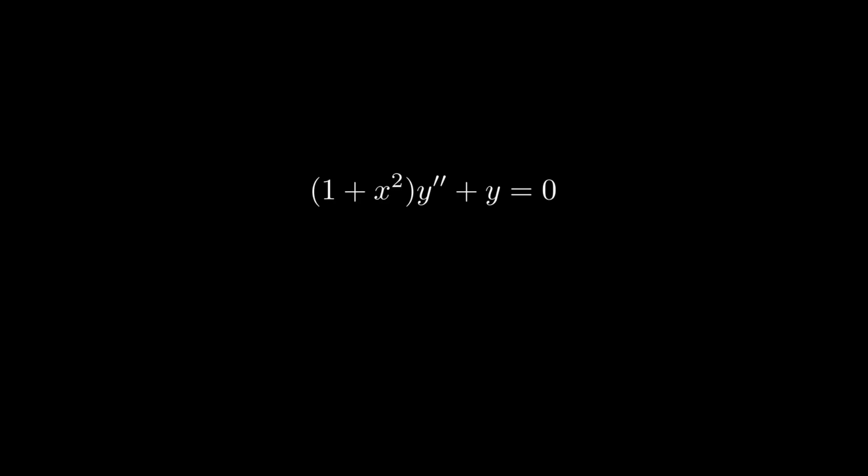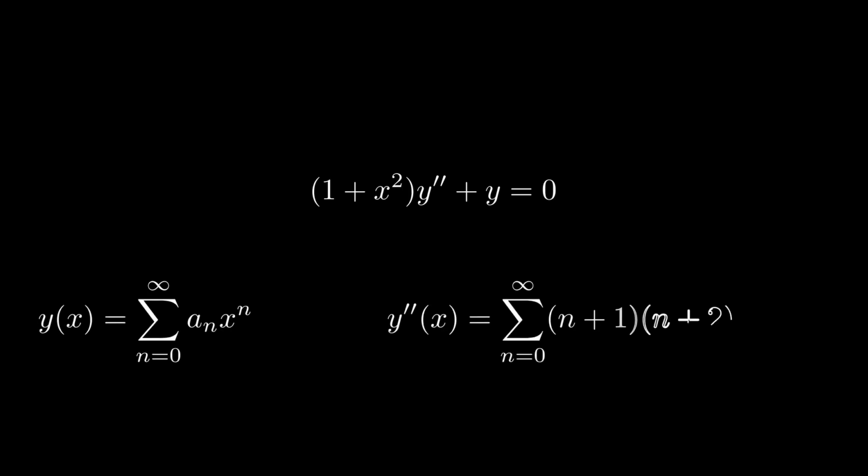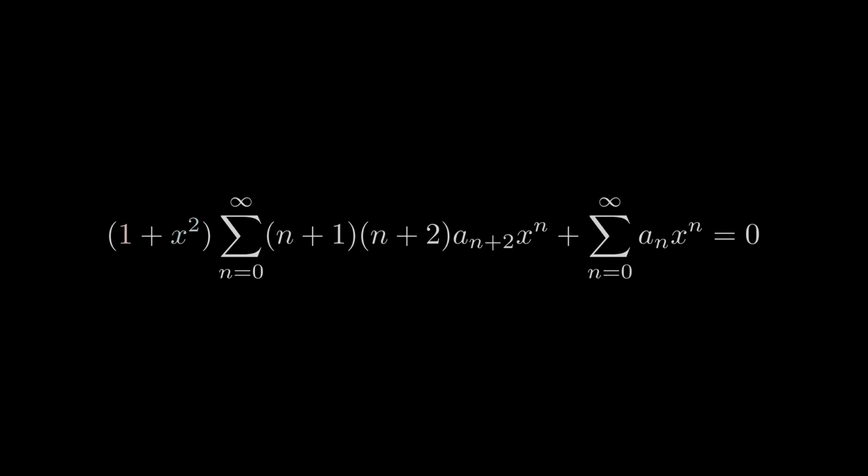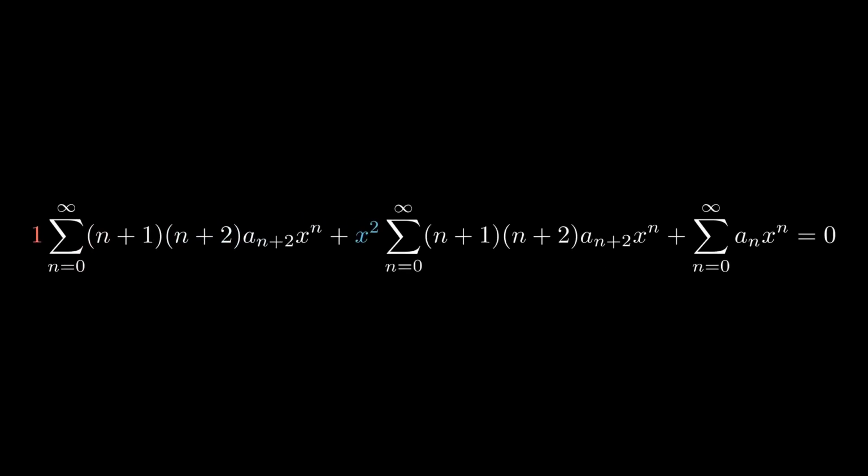Looking at the differential equation, since the point x equals 0 is not a singular point, we can try substitutions for y and the second derivative of y centered around x equals 0. We start by making these substitutions for y and the second derivative of y into our differential equation. Next, we distribute the power series on the coefficient 1 plus x squared.